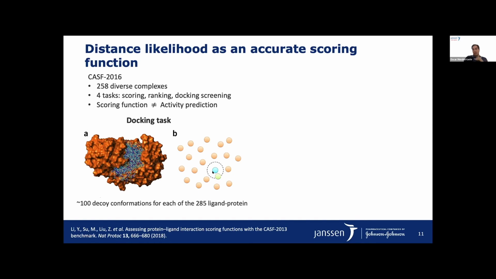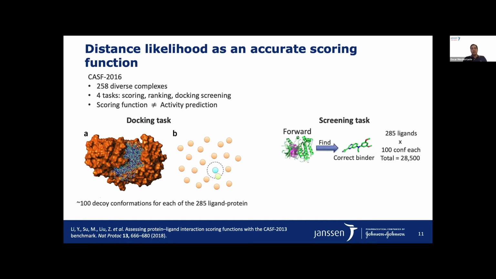Then we have the screening task, which is actually divided in 2. The forward screening task is where you have the target, and then you have a set of 28,500 conformations. These conformations come from 100 conformations of each of the 258 ligands. And the idea is to find the true binders for this specific target across all these conformations. And then you have the reverse screening task, which is, for each ligand, to try to find the correct target. So it's a reverse docking kind of task. And for this, for each ligand, you have 57 possible protein targets.